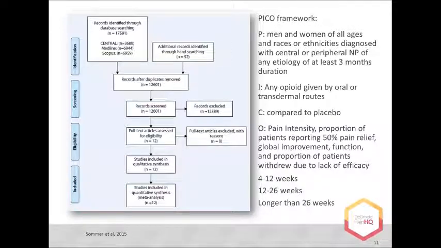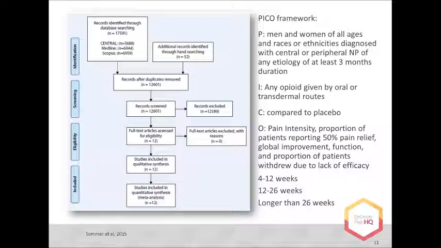They included any randomized trial that had opioids given by oral or transdermal routes, and they only included studies that compared opioids to placebo. This is because they wanted to get a sense of the best effect of opioids for neuropathic pain. If you compare to another intervention, to another drug, your effect size may not be so large, but compared to placebo is what we call efficacy studies. And this is the best that we can get.